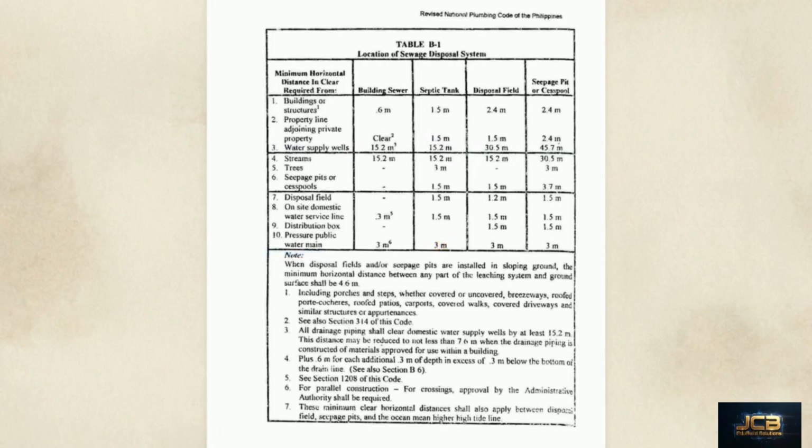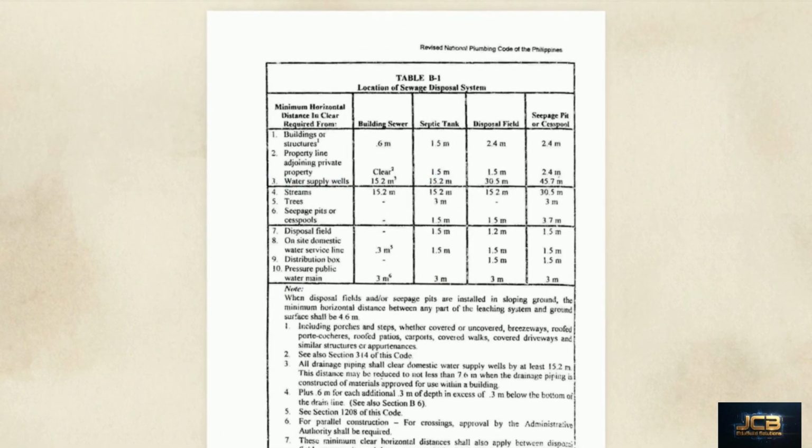The most critical measurements concern public health. A septic tank requires a 15.2-meter separation from any water supply well. Because a disposal field actively leaches effluent into the soil, that clearance doubles to a strict 30.5 meters.